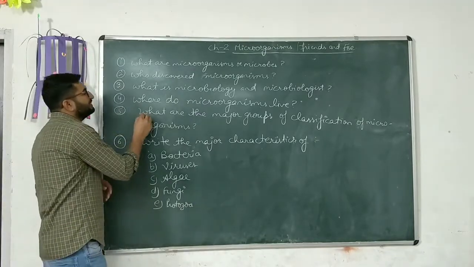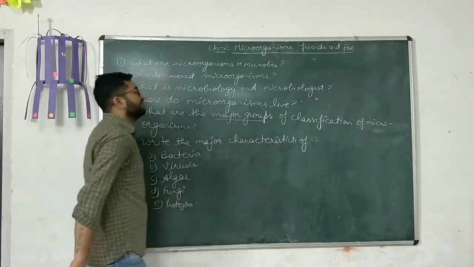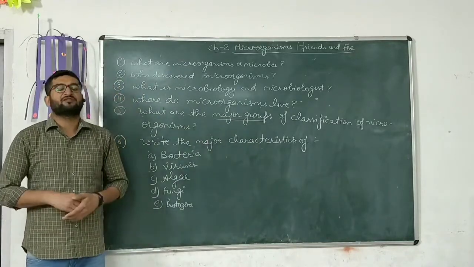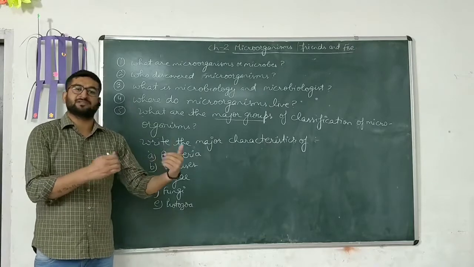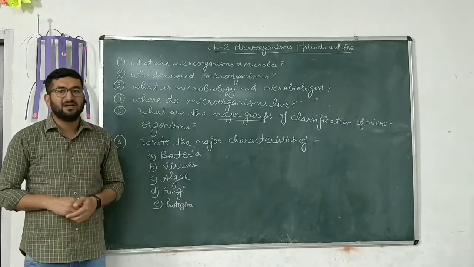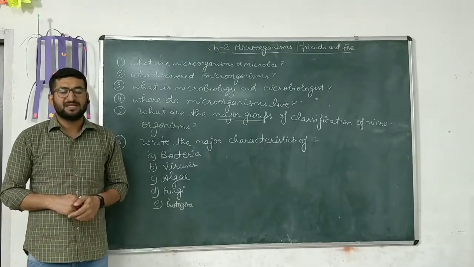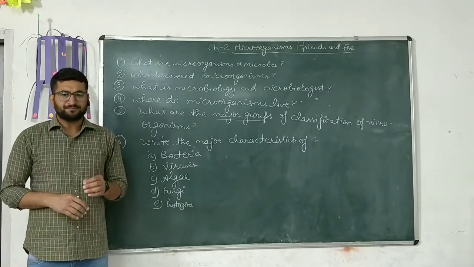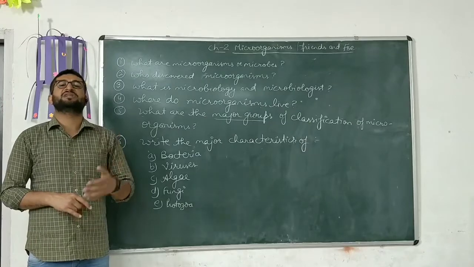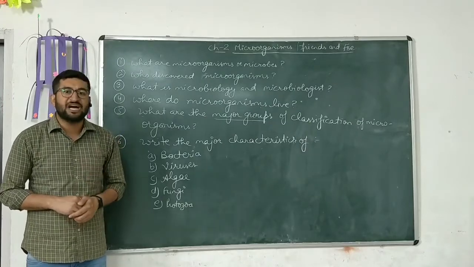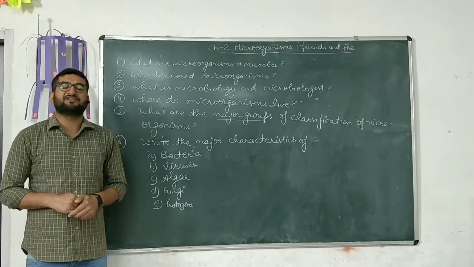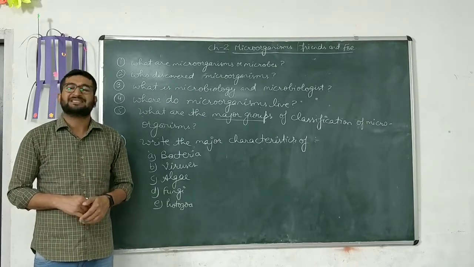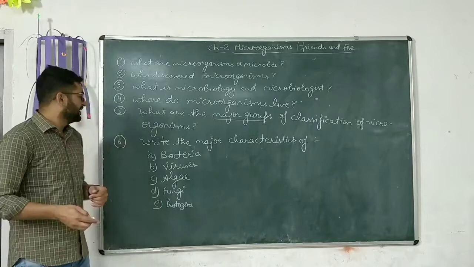Then what are the major groups of classification of microorganisms? There are in total 5 major groups for classifying microorganisms. The first one is bacteria, singular bacterium. Second is viruses, the singular is virus. Third, algae, the singular is alga. Fourth, fungi, the singular is fungus. And the 5th one is protozoa, the singular is protozoan. We have discussed all these 5 groups.